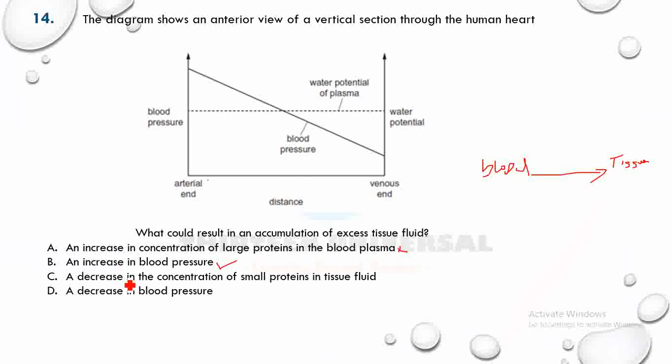Next, a decrease in concentration of small proteins. If you have a decrease in concentration of small protein, you're going to have low water potential, and water or blood plasma cannot move out. So this is wrong. A decrease in blood pressure will not cause excess tissue fluid to accumulate. So D is also wrong. So the answer is B.